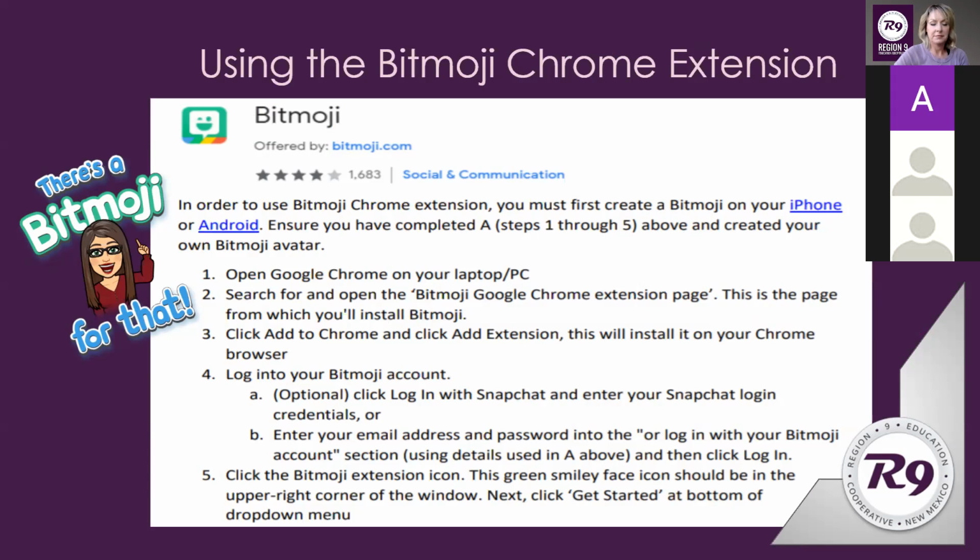I'll show you where you can locate that in just a second. Then from there, you're able to log into your Bitmoji account and it will automatically link to the Bitmoji that you created on your cell phone or through Snapchat. At that point, you can click the extension on the top right hand of your screen at any time to add a Bitmoji into any activity that you're working on. You can put it in anything. It's honestly as easy as a copy and paste.